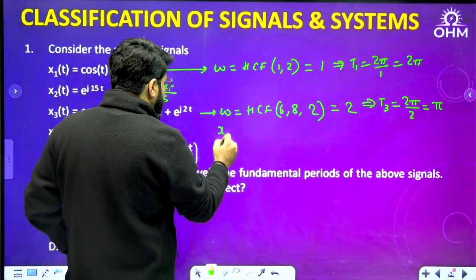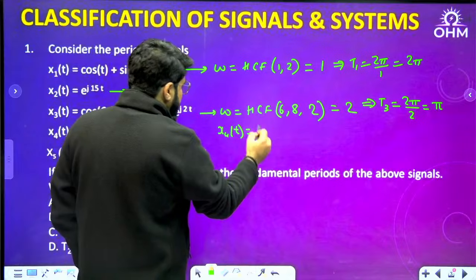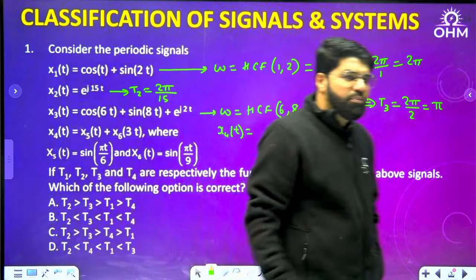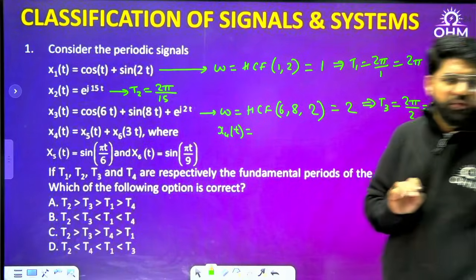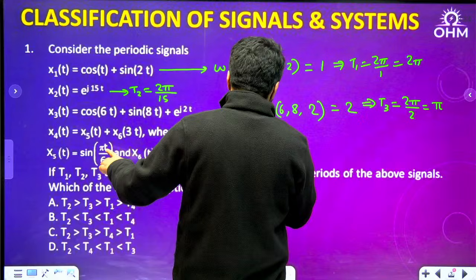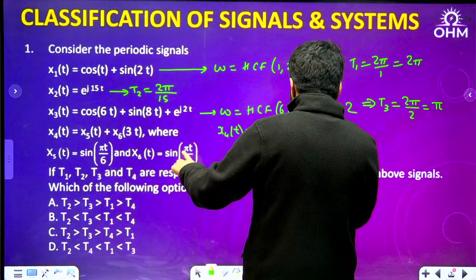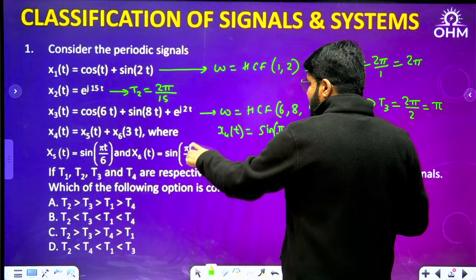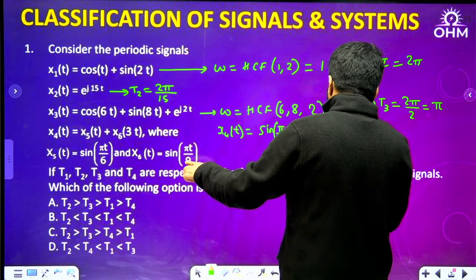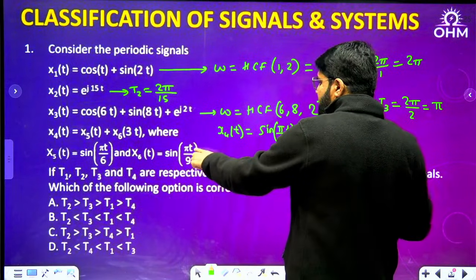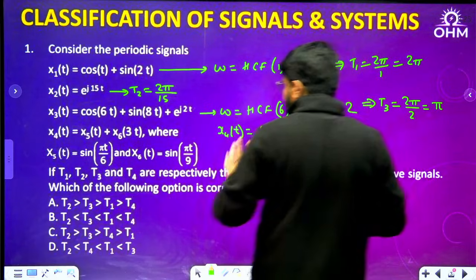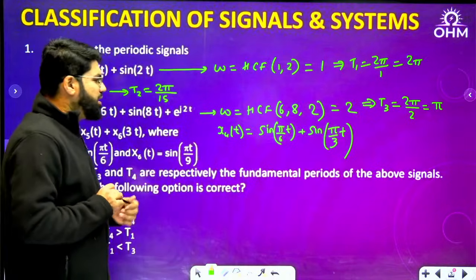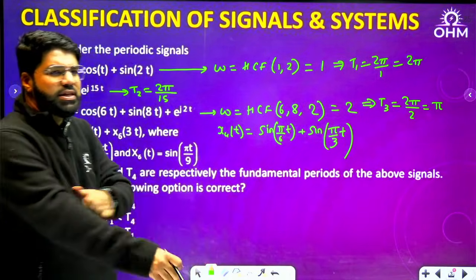Let me write down this signal x4 again, and I'm going to share this entire PDF with you on Telegram. Plus x6(t) plus x6(3t). What will be x6(3t)? I'm going to directly write it down. If I replace t by 3t, 3t by 9 will be 1 by 3, so it will be pi by 3t. Got it? t will be 3t here, so 3 and 9 will get cancelled. So this is the actual signal x4(t).